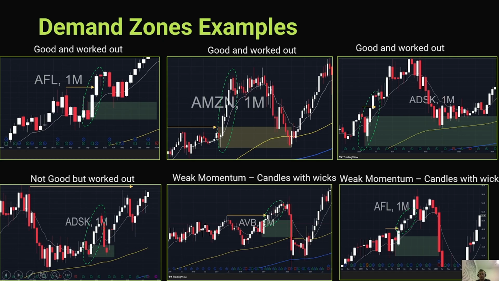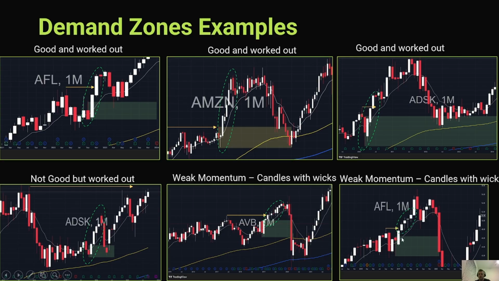Now you can see here that there was a move that happened, many bullish candles being formed. The previous peak has been taken out, but if you see the candles, they're not very strong. There are a lot of wicks on these specific candles. So this to me was not an acceptable zone, and you can see that it actually failed afterwards.